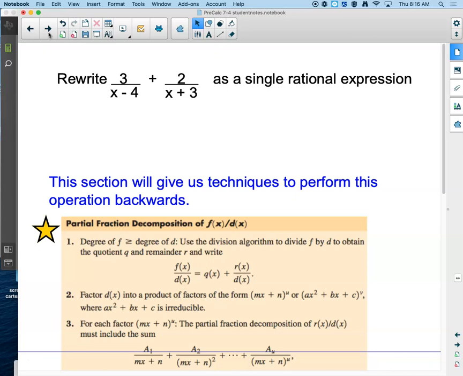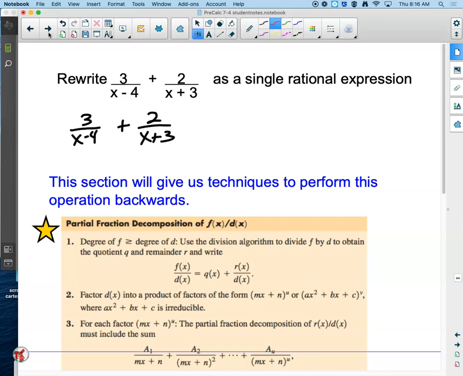So this says, let's rewrite 3 over x minus 4 plus 2 over x plus 3 as a single rational expression. So I start thinking, they're fancy, but they're still just fractions, and with fractions you have to have a common denominator. So we'd look for the LCD, and we'd realize since everything has to be there and to its highest power, our LCD is going to be the quantity x minus 4 times the quantity x plus 3.